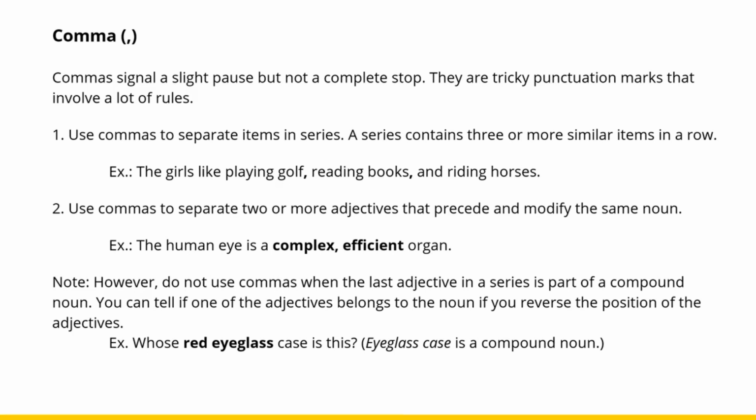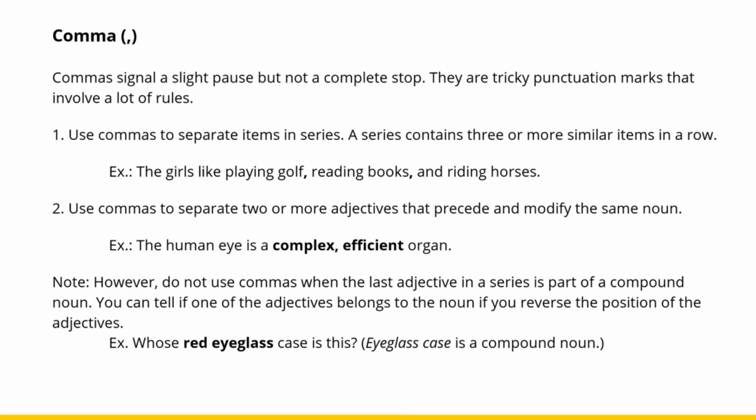And the second way of using commas is to separate 2 or more adjectives that precede and modify the same noun. It's not very common, but it can happen sometimes, and you need to know it too. So here we have an example. The human eye is a complex, efficient organ. So here we have 2 adjectives, and because we have 2 adjectives, not just one, we need to use a comma in between.